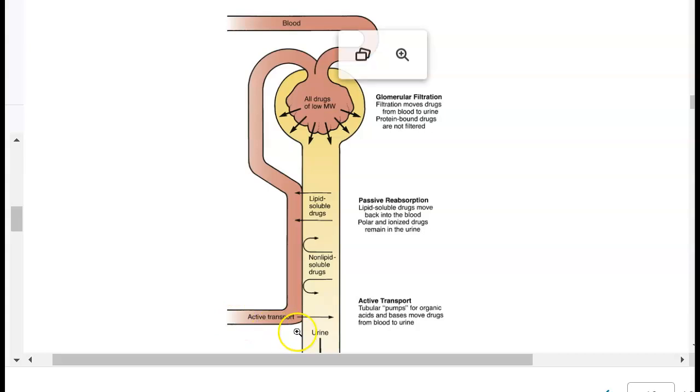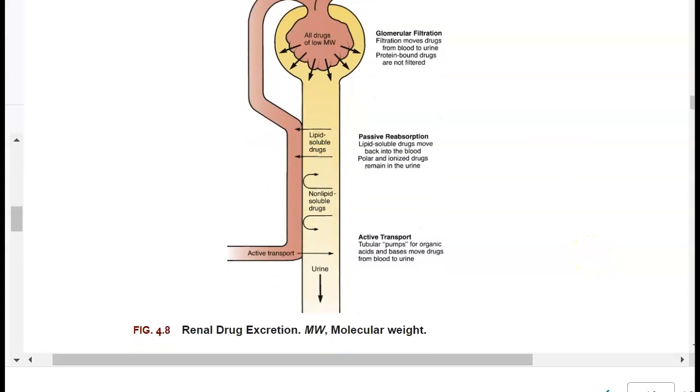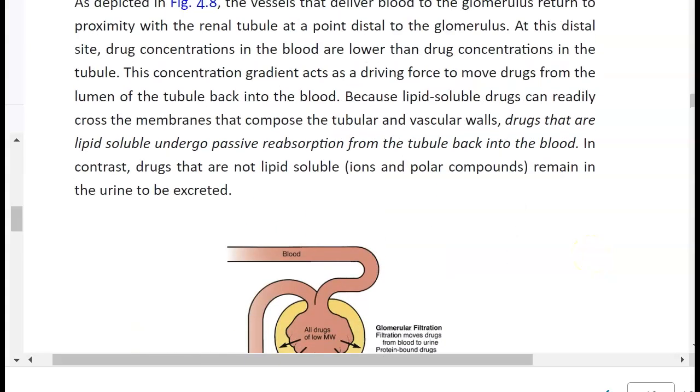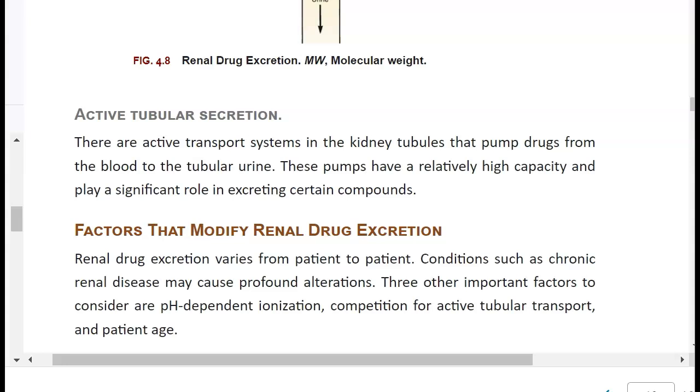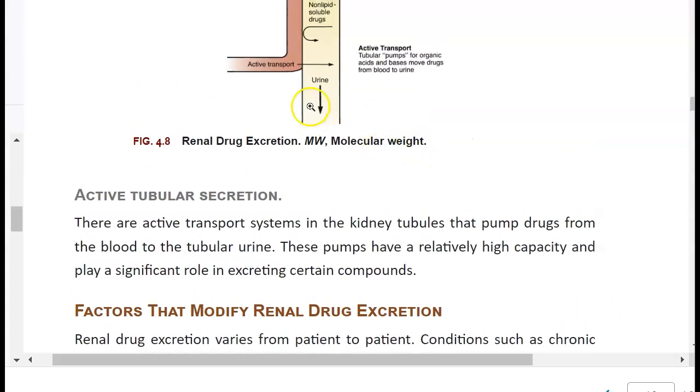And then we also have another site here, which is our active transport. The tubular pumps for organic acids and bases move drugs from blood back into the urine. So these are the 3 different steps. Once these drugs get down here and they're non-lipid soluble, they're going to stay in the urine. This is what essentially makes our urine and how things are excreted through the urine. This active tubular secretion, these pumps have a relatively high capacity and play a significant role in excreting our drugs.